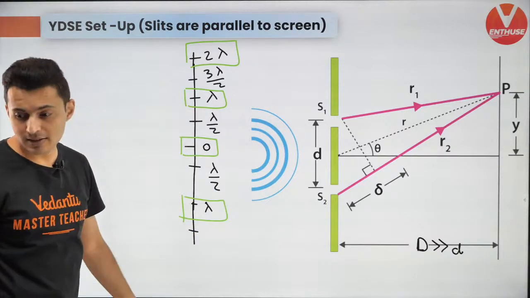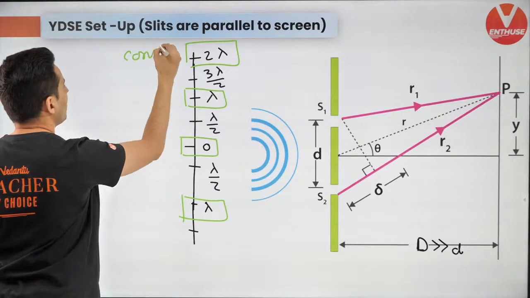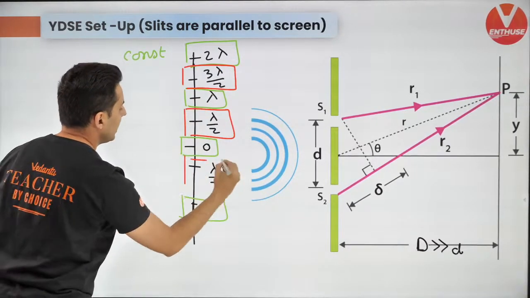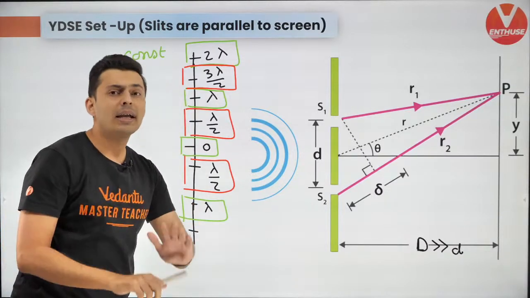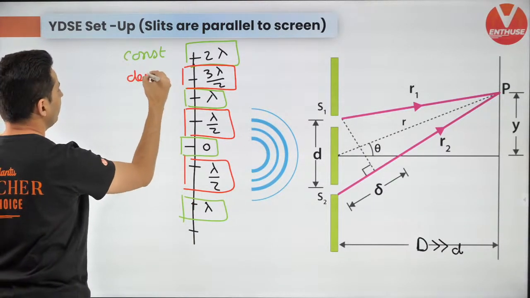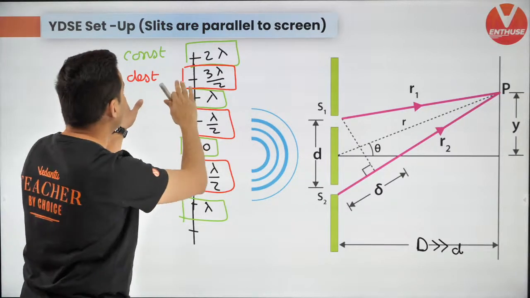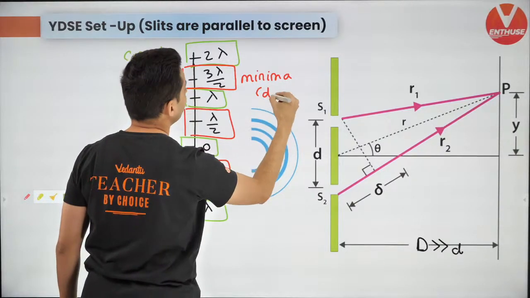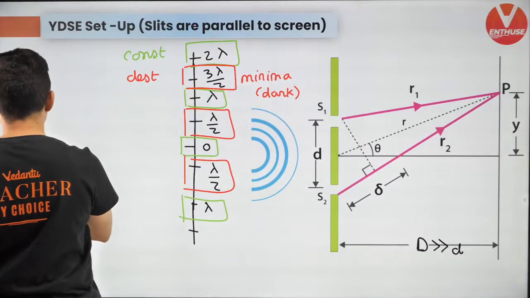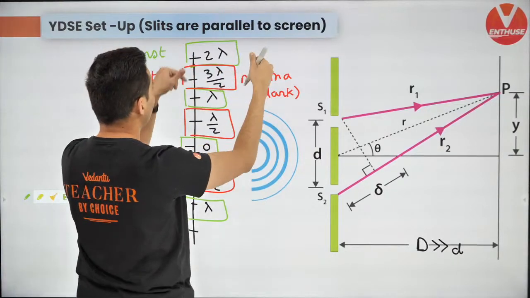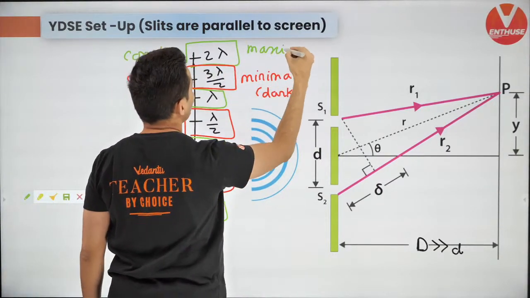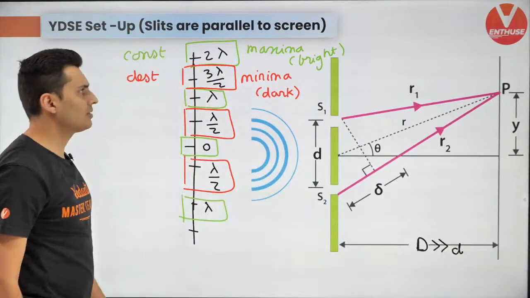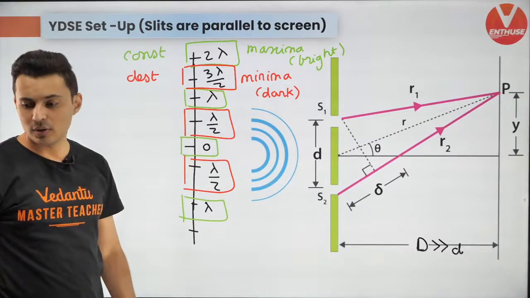So what will this kind of interference be? Yes, constructive interference. And all these locations, lambda by 2, 3 lambda by 2, 5 lambda by 2, any odd multiple of lambda by 2, will be destructive interference. And remember, the other name for these regions is minima, or basically dark regions. And the other name for these constructive interference regions is maxima, and they are also the bright regions on the screen, which we just saw. Keep this in mind. Very useful.